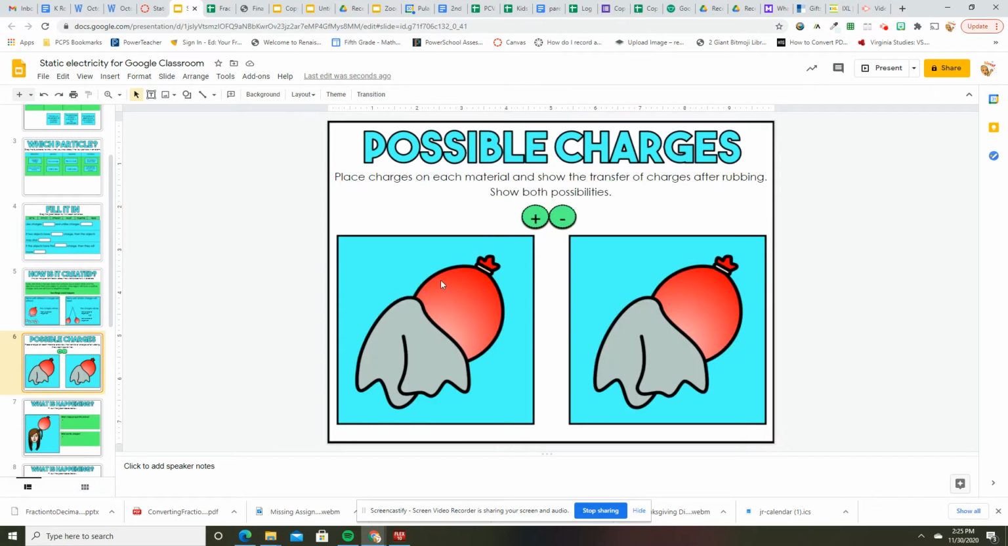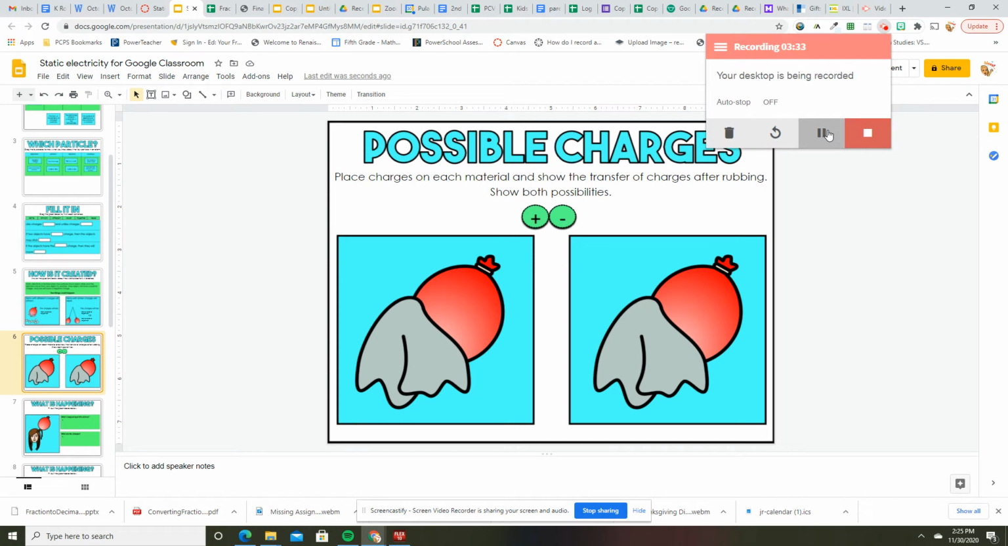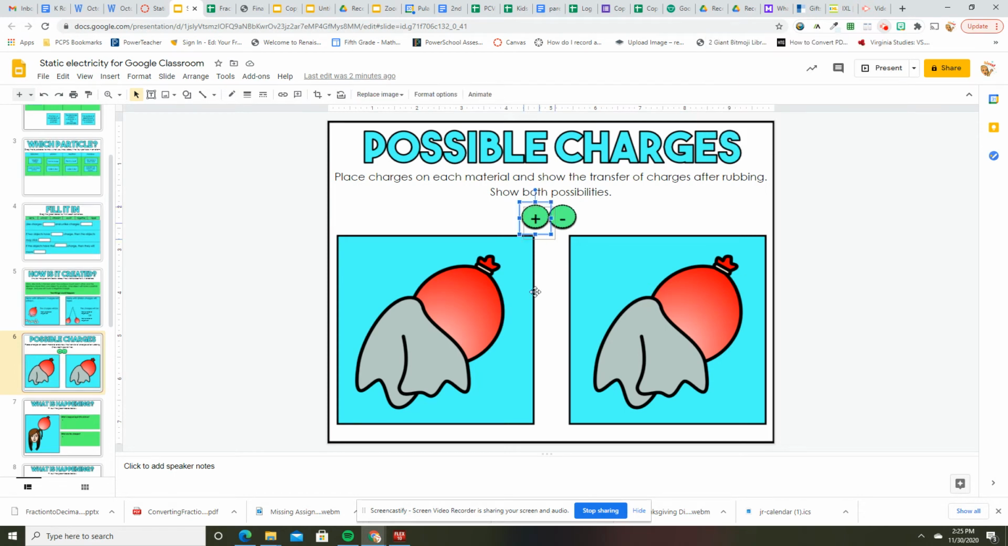Okay, so place the charges on the material to show the transfer of charges after rubbing, both possibilities. All right, so you're going to put the plus and minuses where they need to go. So if the positive is on the balloon, you would have all positive on the balloon and then all negative on the blanket, because they're going to build up those charges, and then it would just look like this on the other side. So you do not have to worry about doing that.